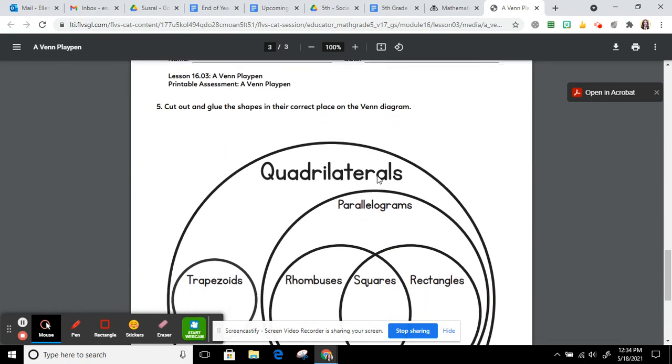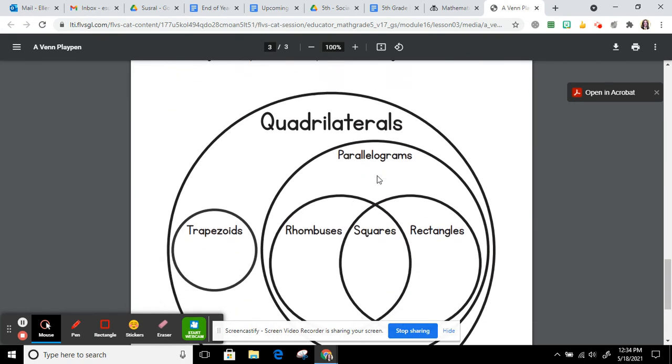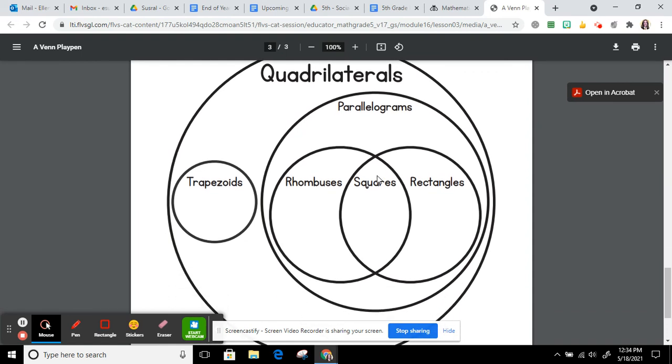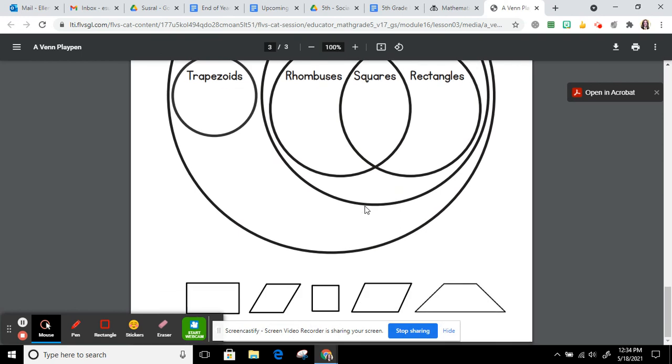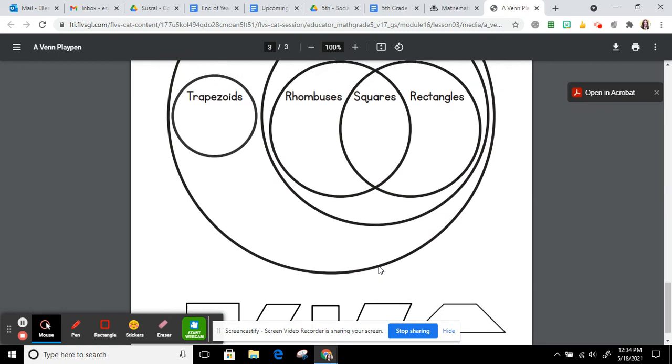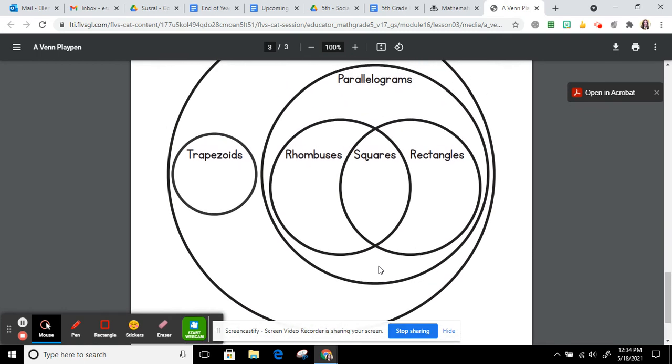And then the last page, you're kind of doing the same thing, but instead of triangles, we're looking at quadrilaterals. So parallelograms, trapezoids, rhombuses, squares, and rectangles. You've got your shapes at the bottom. If you don't want to cut them out and glue them, you may draw neat arrows to where you would place these shapes in the Venn diagram.